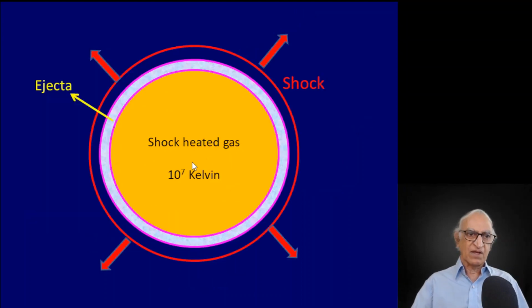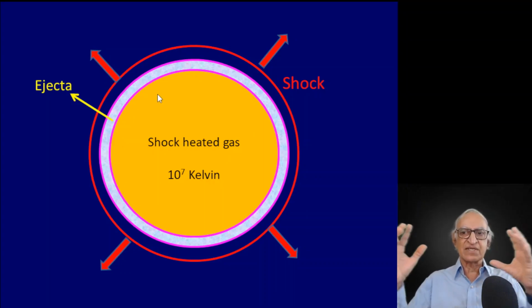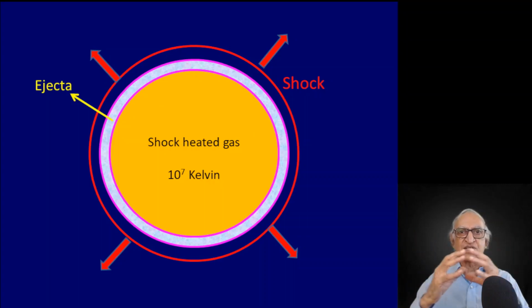Now, let's look at it in 3 dimensions, or projected onto 2 dimensions. You have the ejecta, which is that annulus over there. Ahead of the ejecta, the outer circle is the shock wave expanding into the interstellar medium. And what you have inside the ejecta is matter from the interstellar medium which has been swept up, compressed and heated by the shock wave.